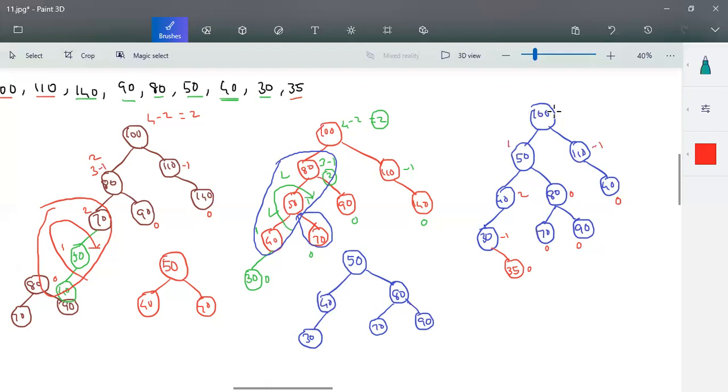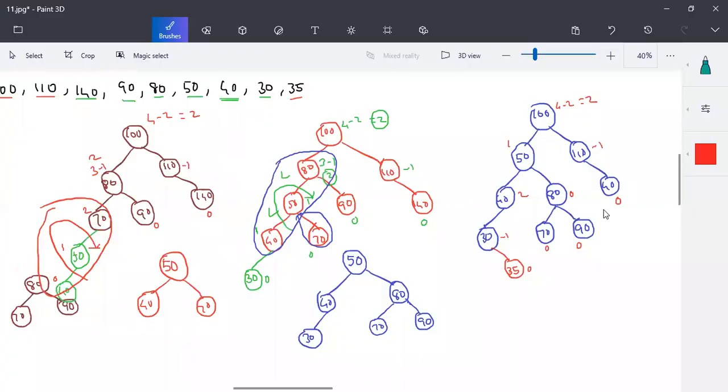And for 100, take the longest branch that reaches the leaf node. This is the longest branch. And what is the balance factor for the longest branch? It is 1, 2, 3, 4. 4 over here and 2 in this side. 4 minus 2 is 2. So the balance factor doesn't match over here. The balance factor should be either 0 or 1 or minus 1. So here we have an imbalance, so we have to perform a rotation.